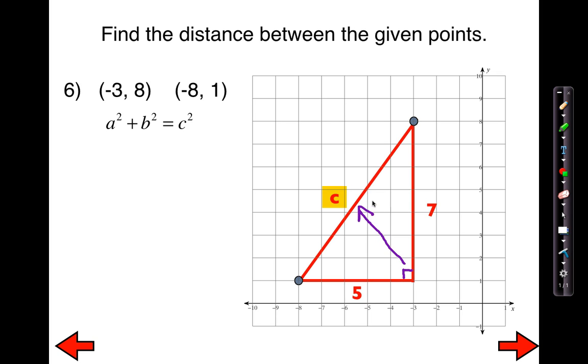Please understand you can choose whatever variable you want. I'm just choosing C because I know it's going to be plugged into the Pythagorean theorem, so it correlates really easily. But understand you can use whatever variable you want.